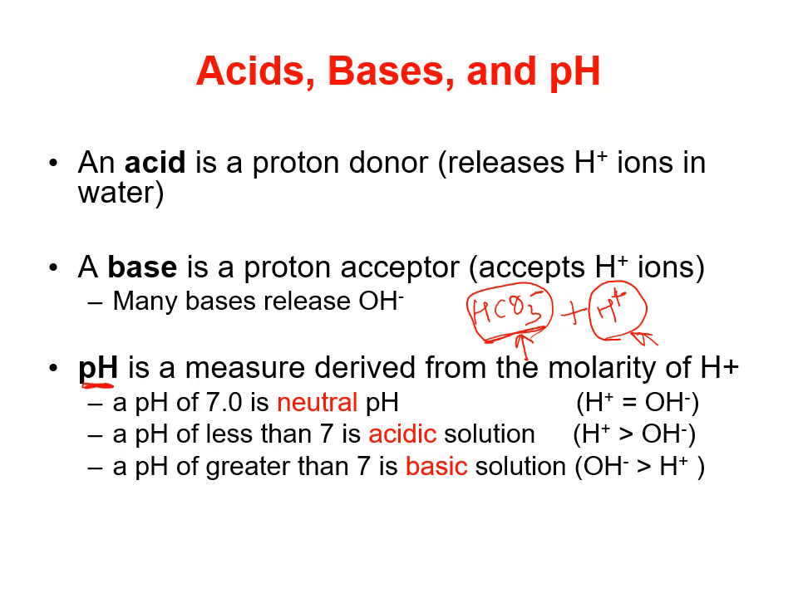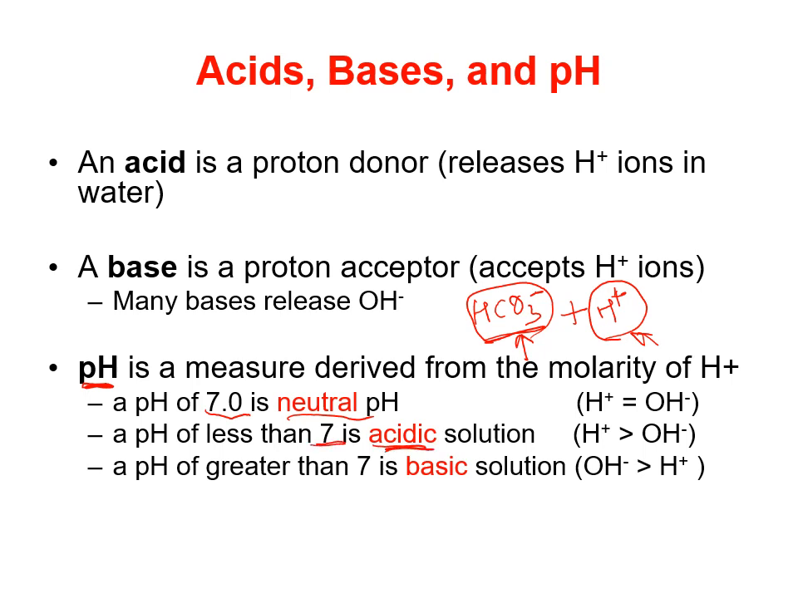So for example, if a solution has a pH of 4, the H plus concentration is 10 times greater than that of a pH 5 solution. You don't need to know this. You just need to understand what the number means. A pH of 7 is considered neutral, and a pH of less than 7 is considered acidic.